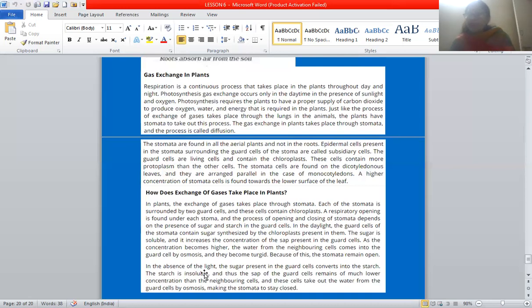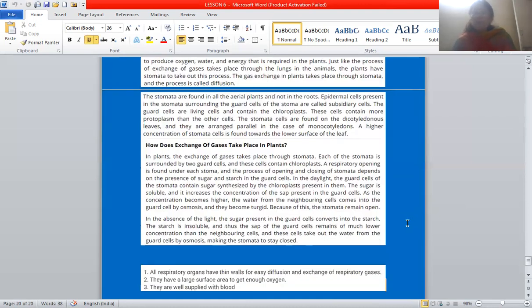In the absence of light, the sugar present in the guard cells converts into starch. The starch is insoluble and thus the sap of the guard cells remains of much lower concentration than the neighboring cells, and these cells take out water from the guard cells by osmosis, making the stomata stay closed. So during the daytime stomata remain open, and during the night the guard cells become flaccid, so the stomata close.